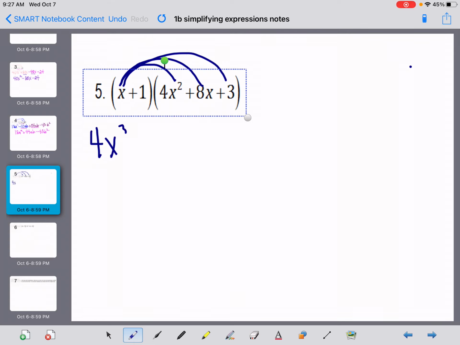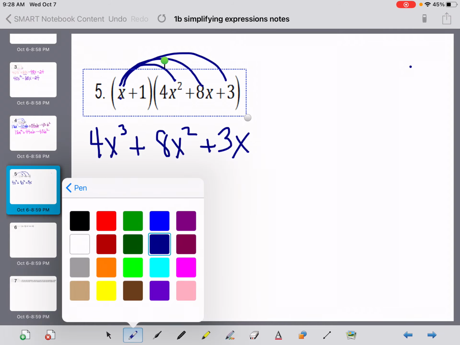Remember, we add the exponents when we multiply. X times 8x is 8x squared. And the nice thing about this problem here, I wrote the sign down, I didn't talk about it, is every term in this problem is positive. So we didn't have to worry about the signs in this particular example. X times 3, well, positive x times positive 3 is positive 3x.